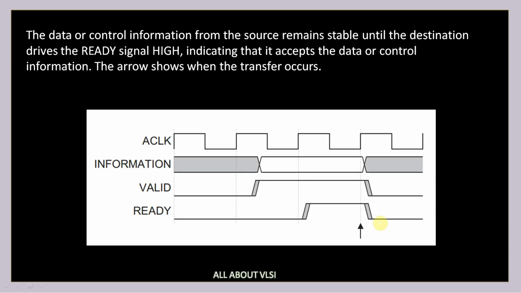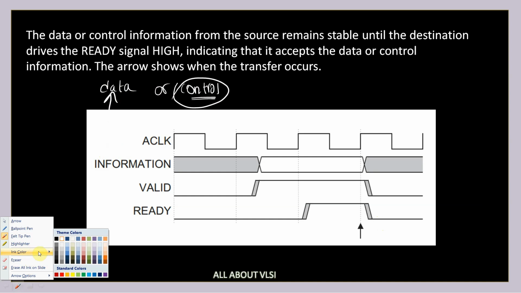Now, the data or control information from the source remains stable until the destination drives the ready signal high. So the important rule to be noted here is that whatever the information, it may be data information or control information like address, burst, anything, this particular information should be constant.